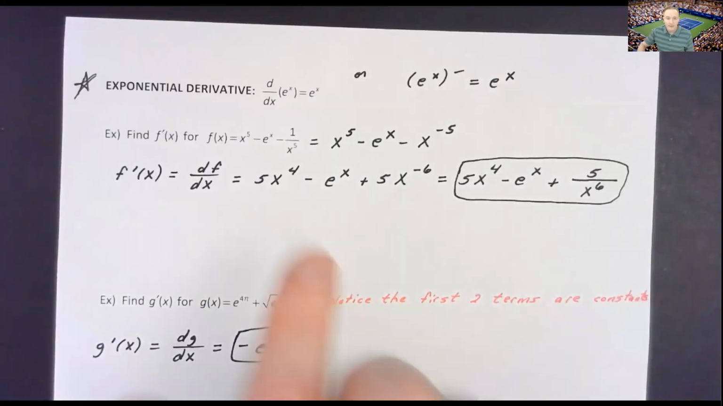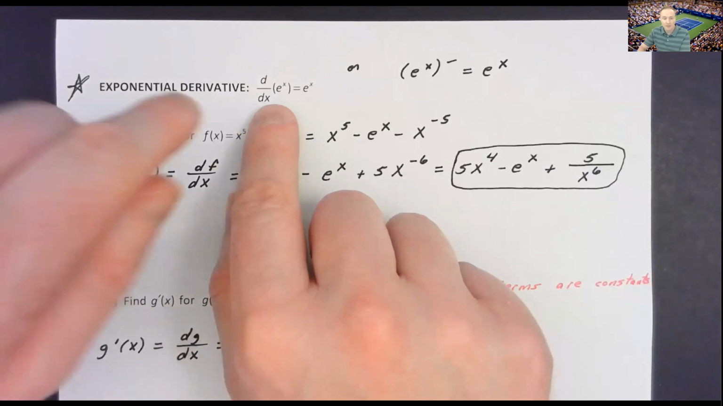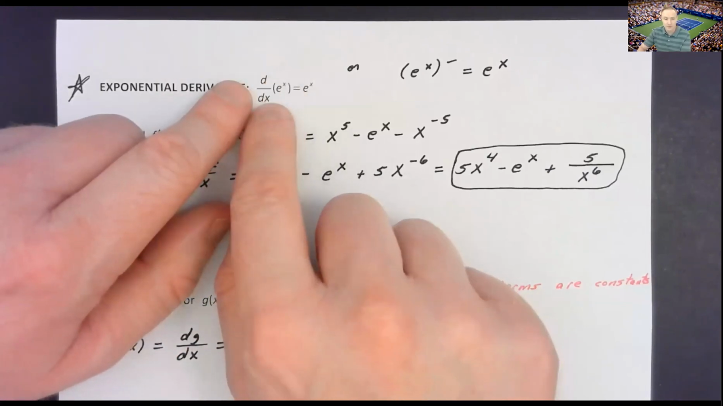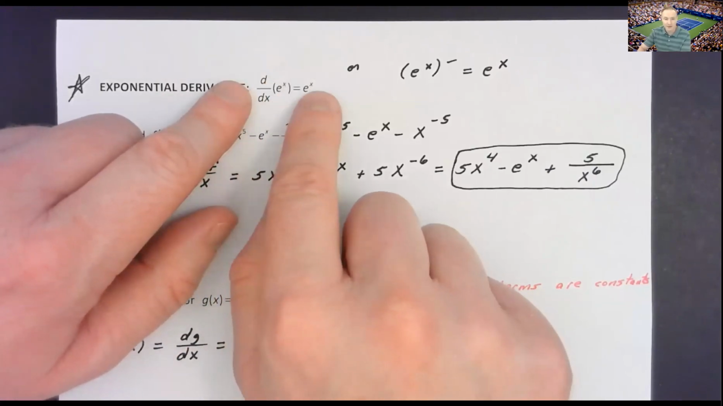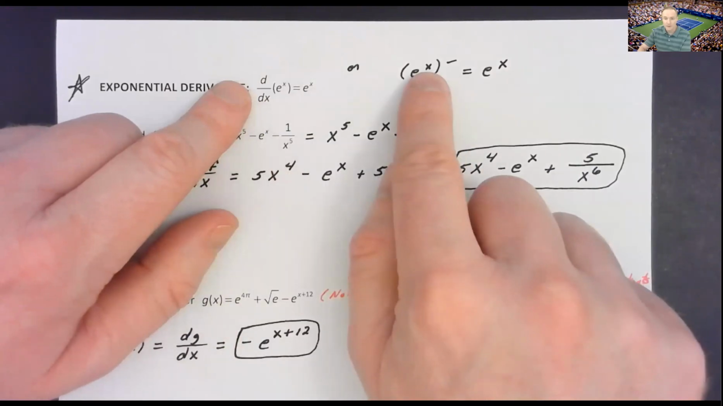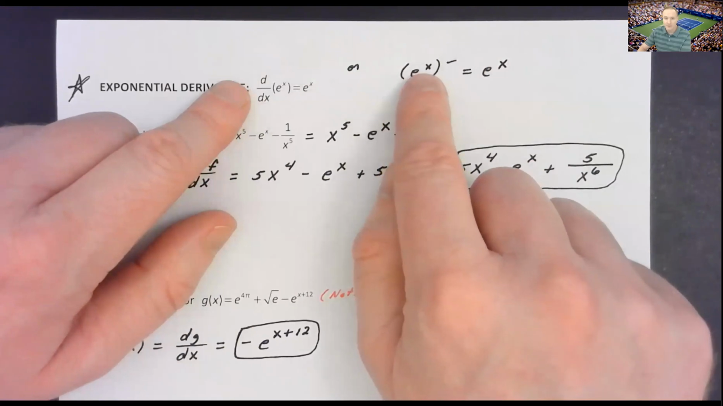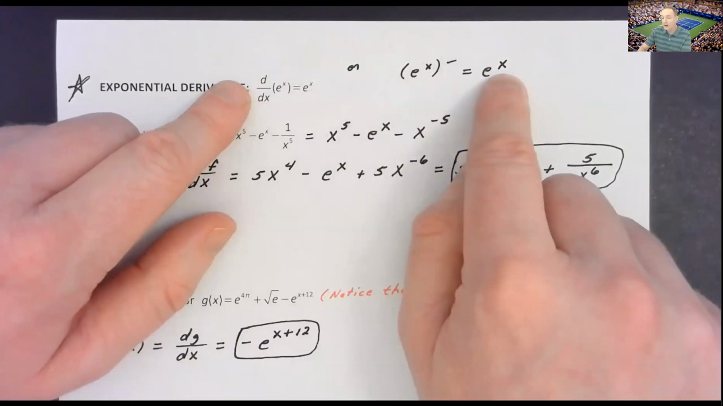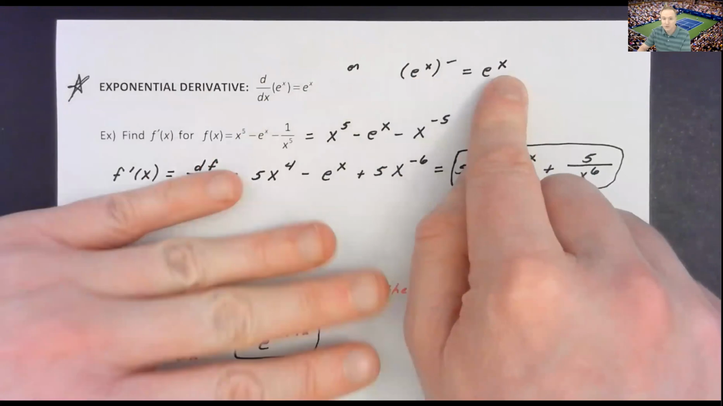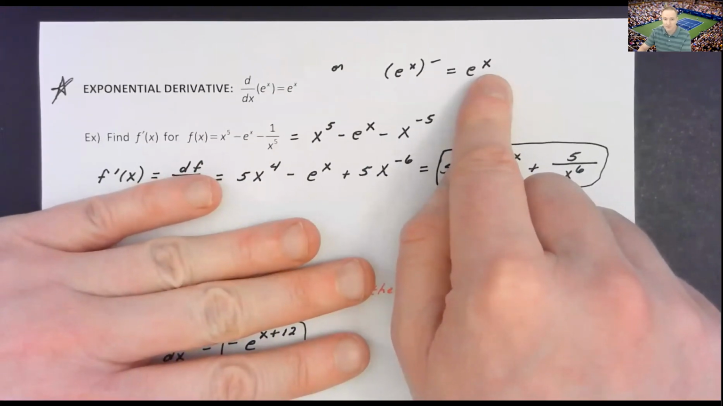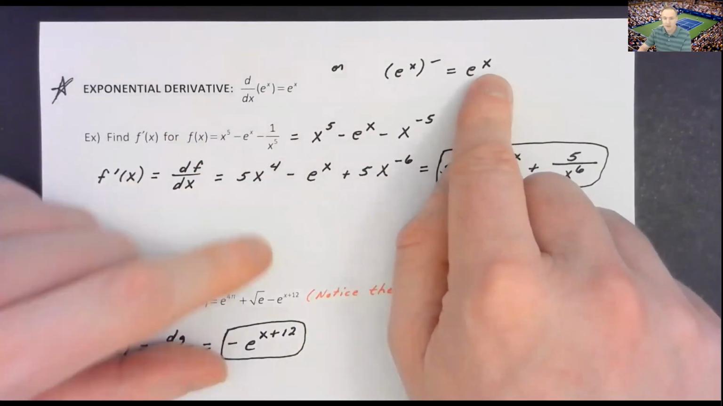Whether I give you the Leibniz notation, the derivative with respect to x of e to the x is e to the x, or the Newton notation, e to the x prime, that's saying the derivative of it is e to the x. So exponential functions are the only functions that have themselves as their derivative. So you just say, it doesn't change anything.